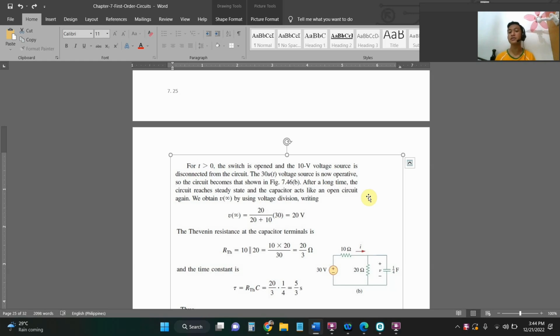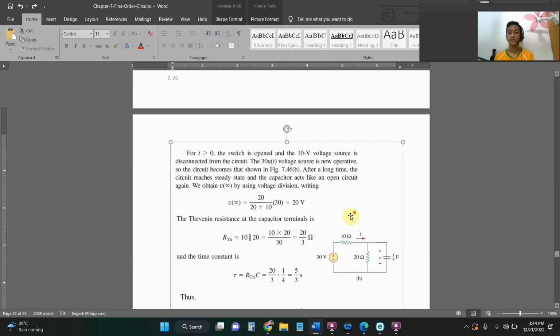So writing v infinity equals 20 divided by 20 plus 10, multiplied by 30. We can get v infinity of 20 volts. So for the Thevenin resistance at the capacitor's terminals, the 10 and 20 are in parallel. So we get 10 multiplied by 20 divided by 30, so the Thevenin resistance is 20 divided by 3.